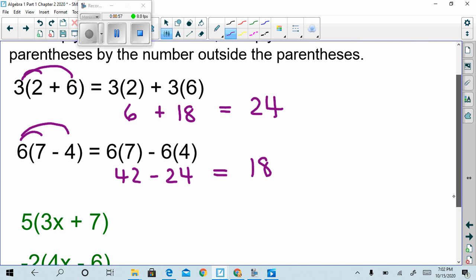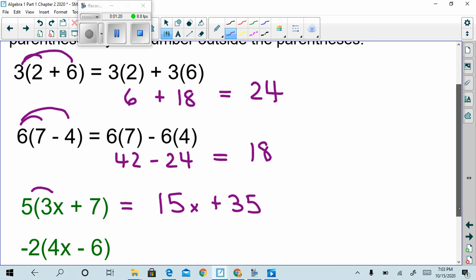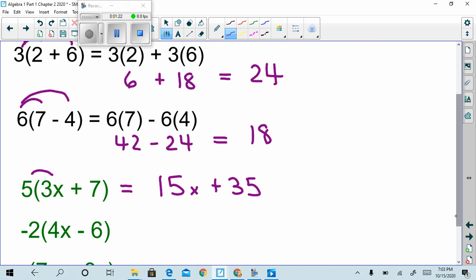Sometimes the expression within the parentheses has a variable term. We'll still do the same process, 5 times 3x and 5 times 7. Now when I look at this, 15x plus 35, it can't be simplified any further like the previous problems because they're not like terms.